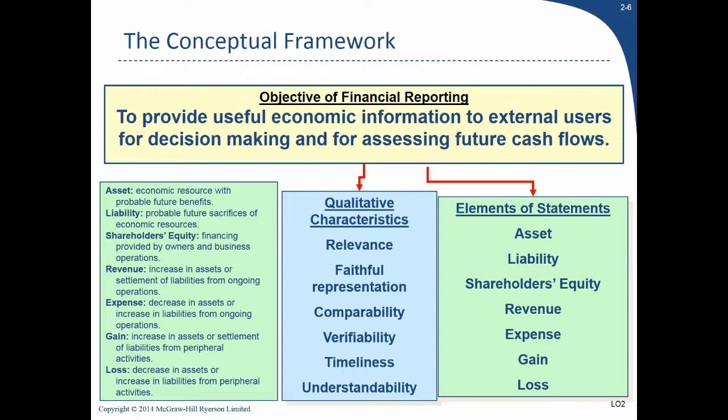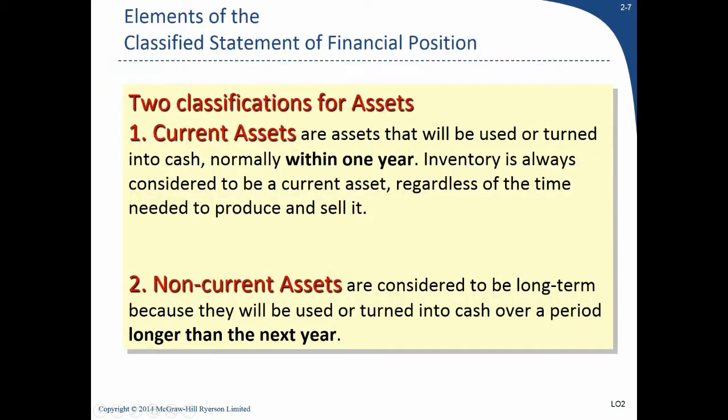Over here on the left side is just some definitions. These are a little bit more cryptic than I'd like. We'll go over revenues and expenses and gains and losses and the difference between them later. So assets can be thought of broadly in two types.